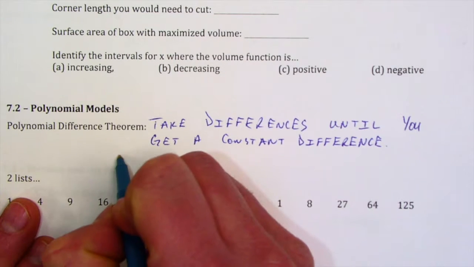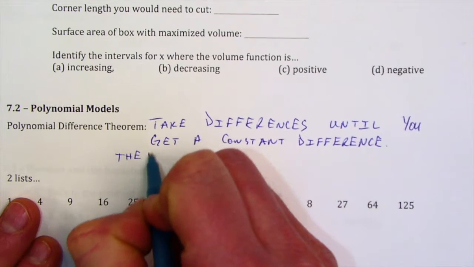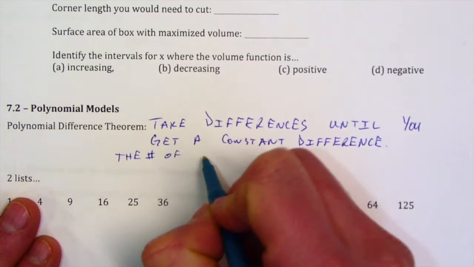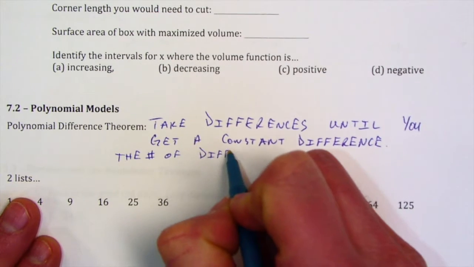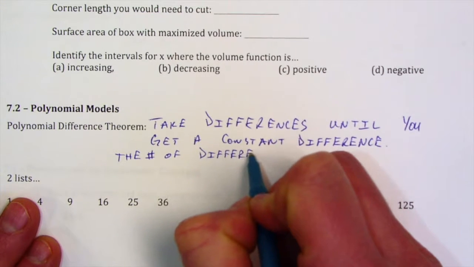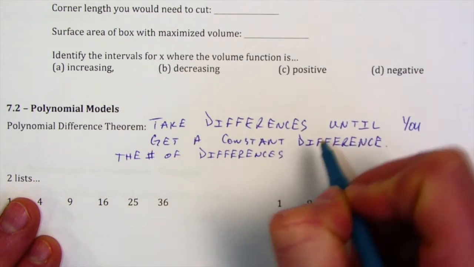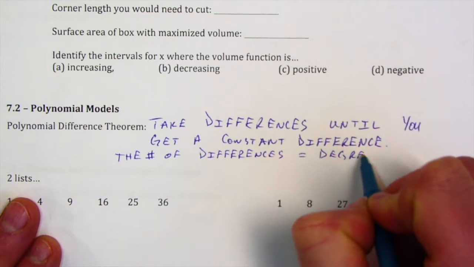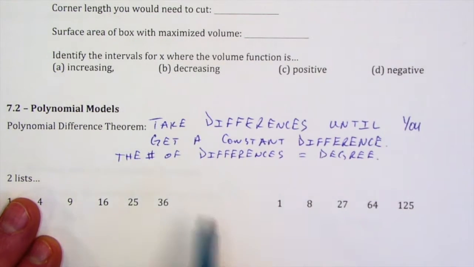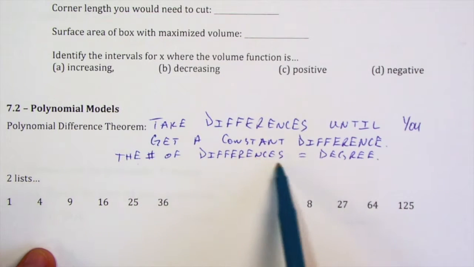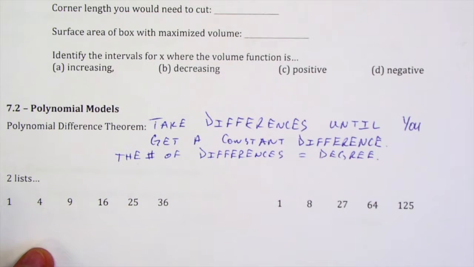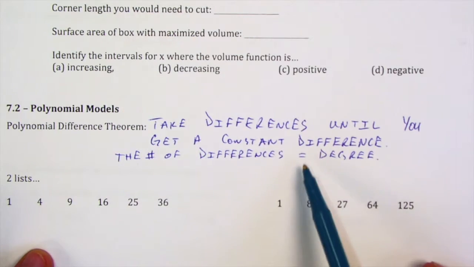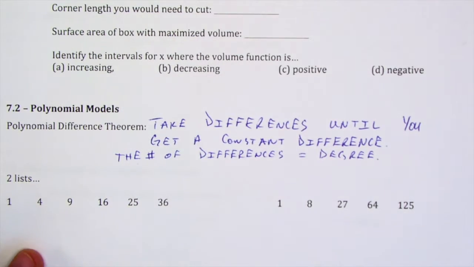The number of differences is going to be equal to the degree. So however many differences you need to take in order to get a constant difference, that's what is going to be the degree. Remember, the degree is the biggest exponent. So here's how this goes.